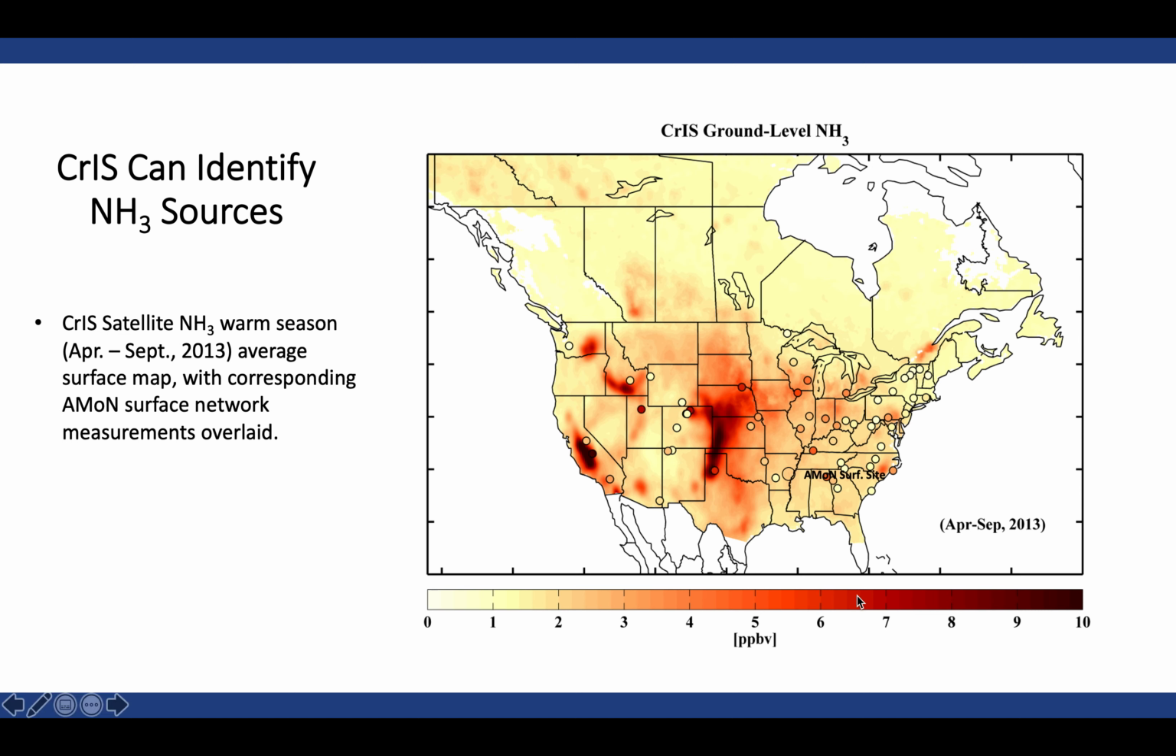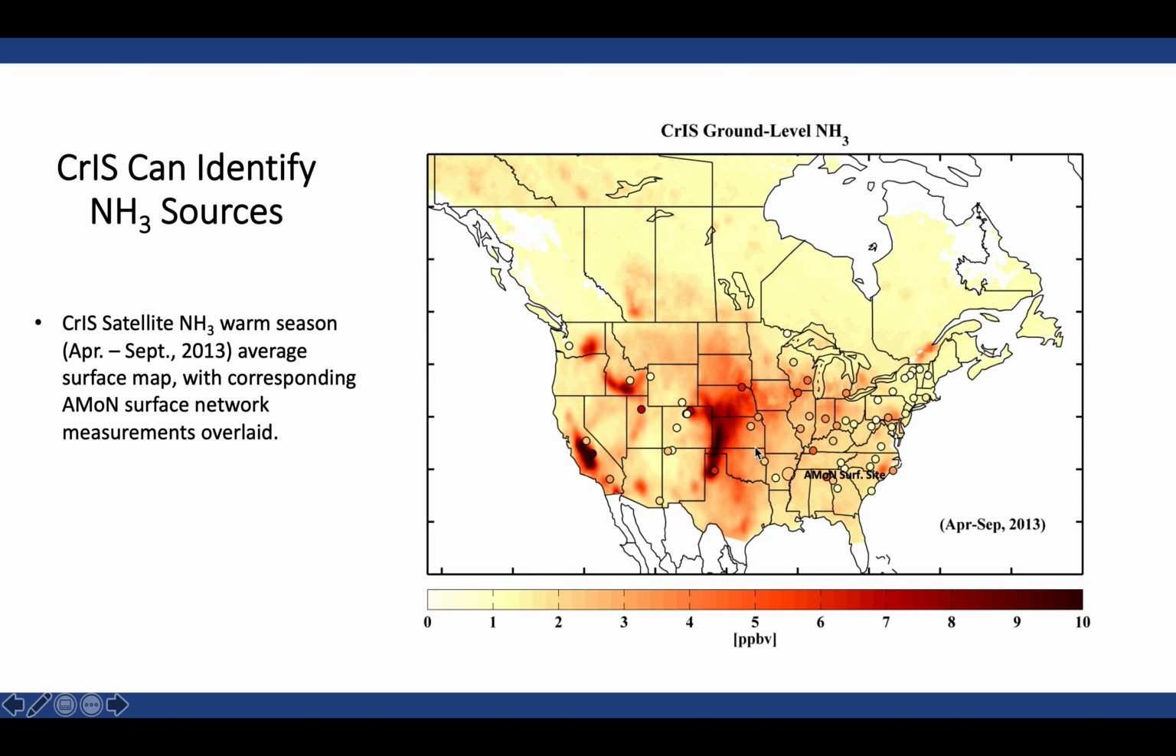So as an example of this, the plot on the right here is showing the warm season surface average concentration, so from April to September of 2013, and then the corresponding AMoN surface network observations for that same period. And so what we generally see is that CrIS is showing very similar concentrations. We see high concentrations where AMoN's sensing high concentrations. We see some of these gradients to lower concentrations.